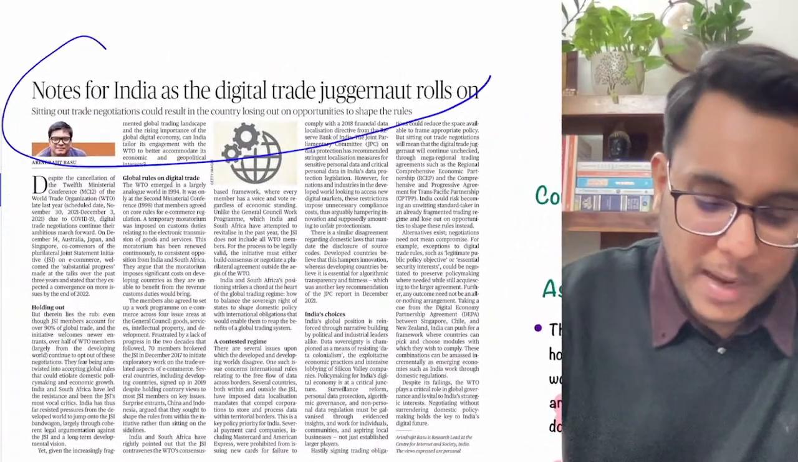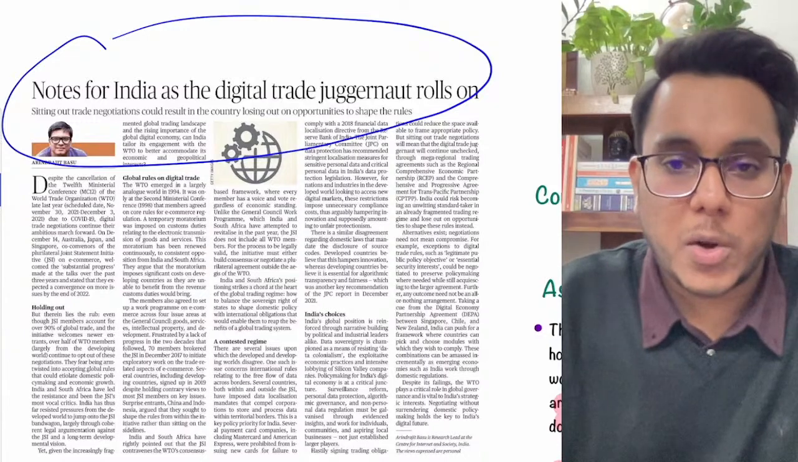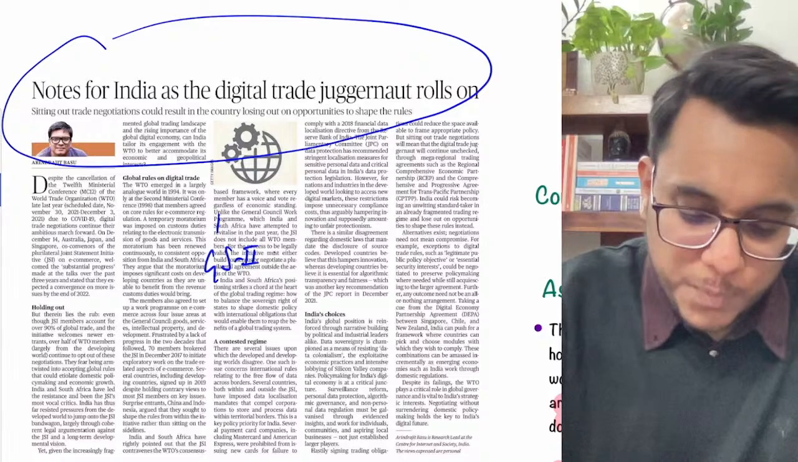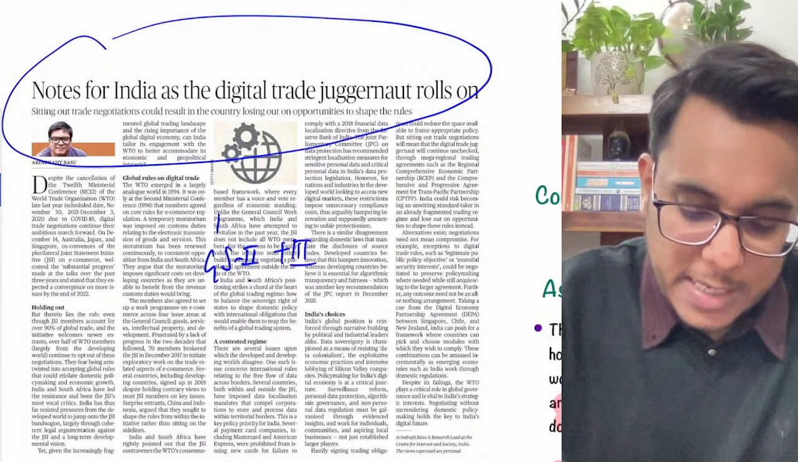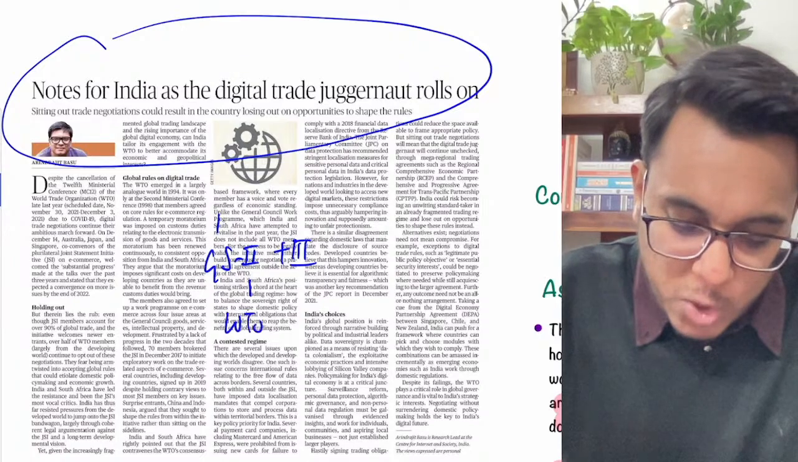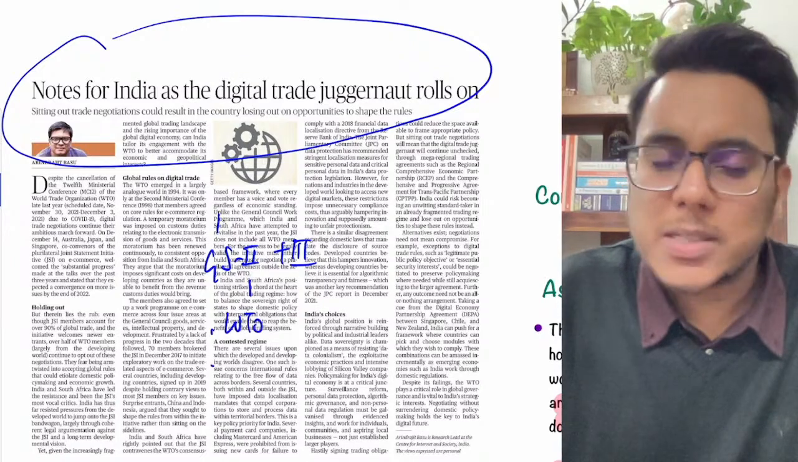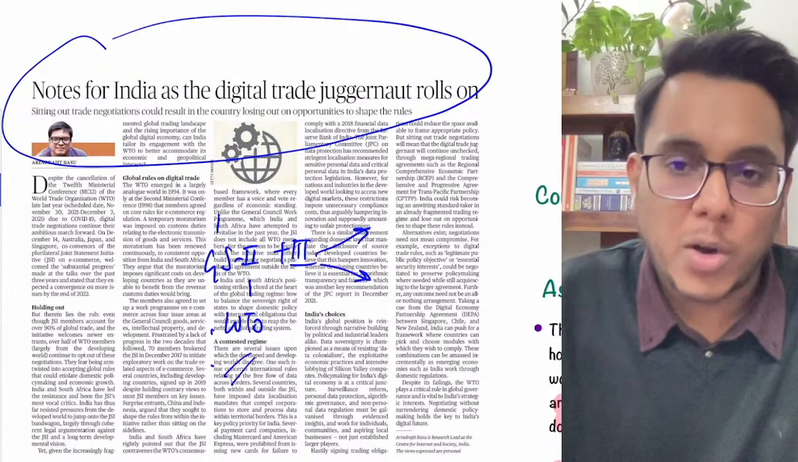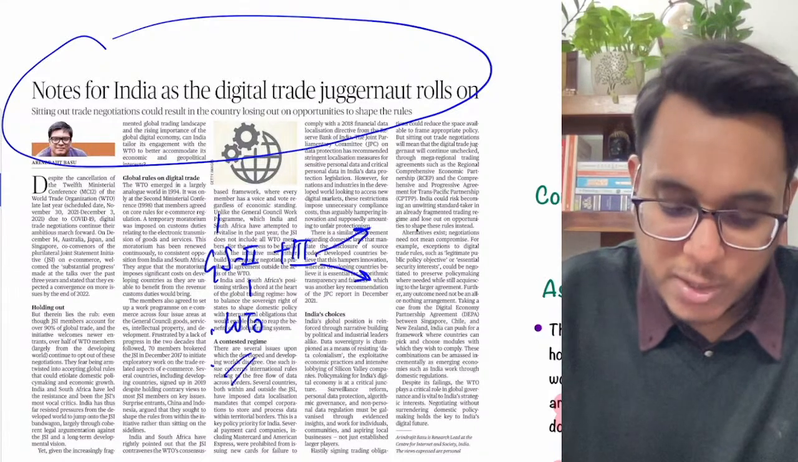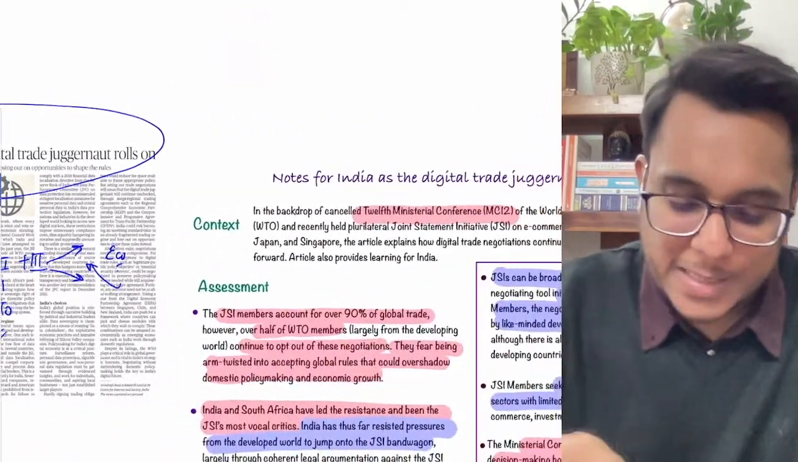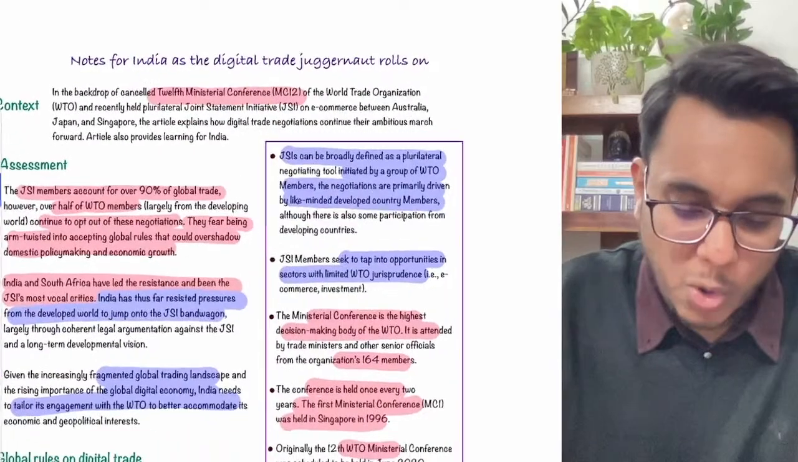Notes for India as the digital trade juggernaut rolls on. Now this article will be important in GS paper number 2 as well as GS paper number 3. In GS paper number 2, the policies of WTO, regional groupings or the multilateral groupings, there we will be using it. And in GS paper number 3, on the trade front, there will be certain implications. So in the economy, this article will be important. Now let's understand what this particular article is all about.